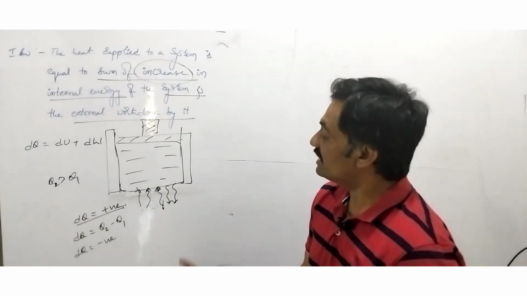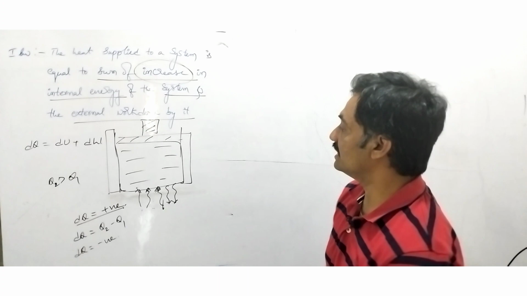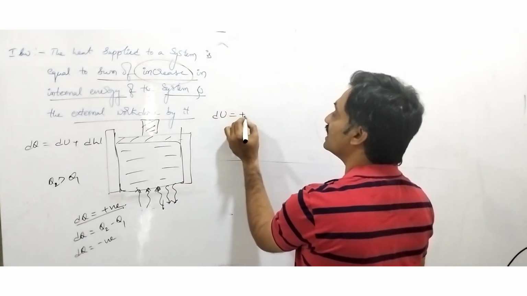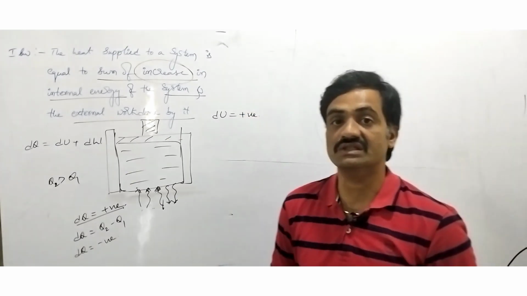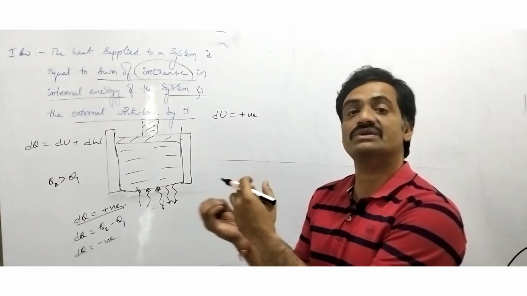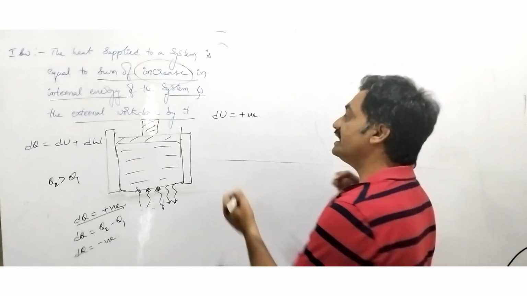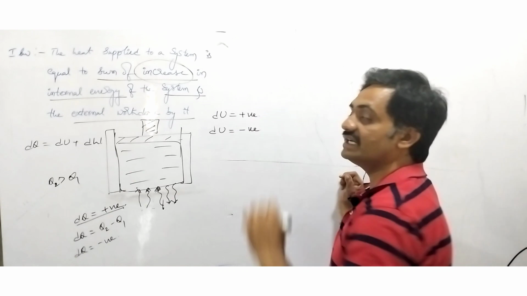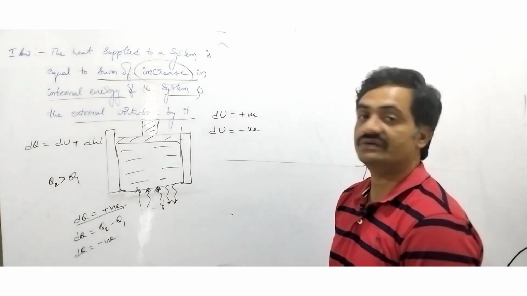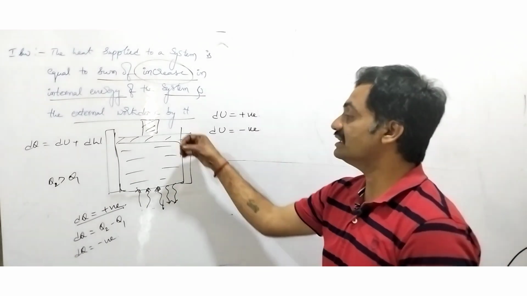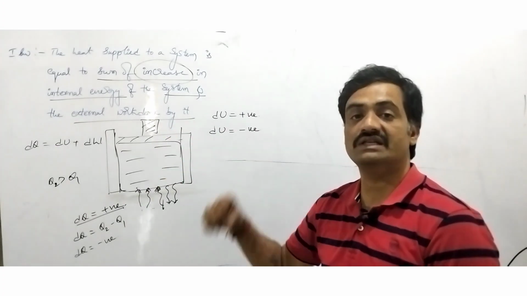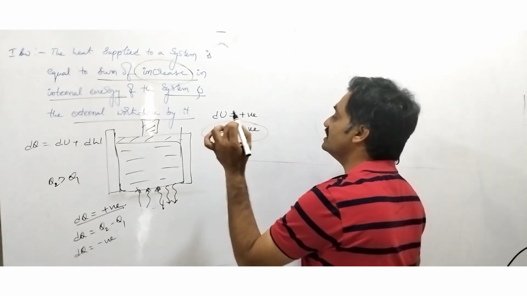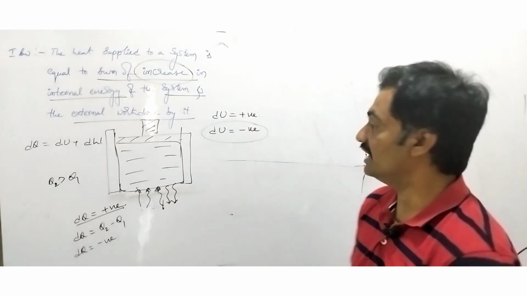When heat is supplied, the change in internal energy is positive, because the kinetic energy as well as the potential energy increases. When heat is taken away from the system, the change in internal energy is represented with a negative sign, because the energy of the atoms or molecules decreases. So we represent the change in internal energy as negative.